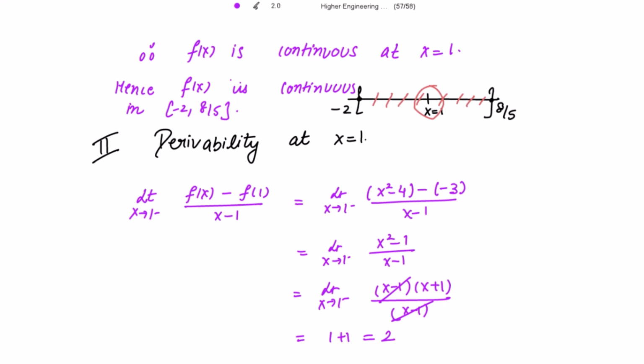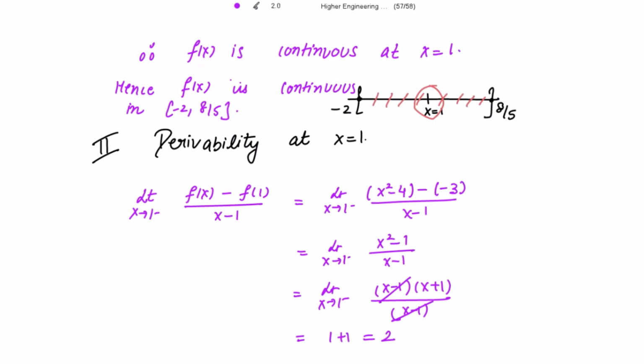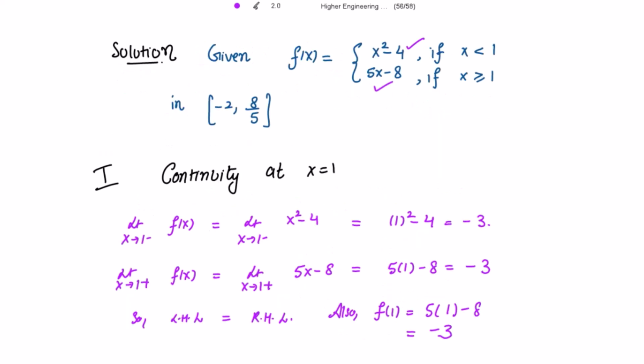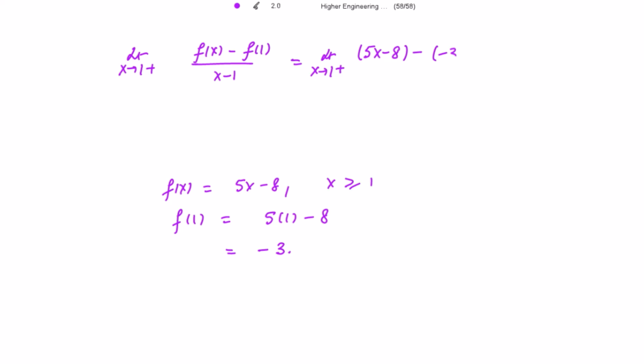And now finding out the right hand derivative. So this is (f(x) − f(1)) divided by (x − 1), the limit as x tends to 1 from the positive side. For the values of x strictly greater than 1 we take this function, and also for x = 1 we again use this function to find the value of f(x). So f(1) becomes 5 × 1 − 8, that is −3. So writing here −3 divided by x − 1.